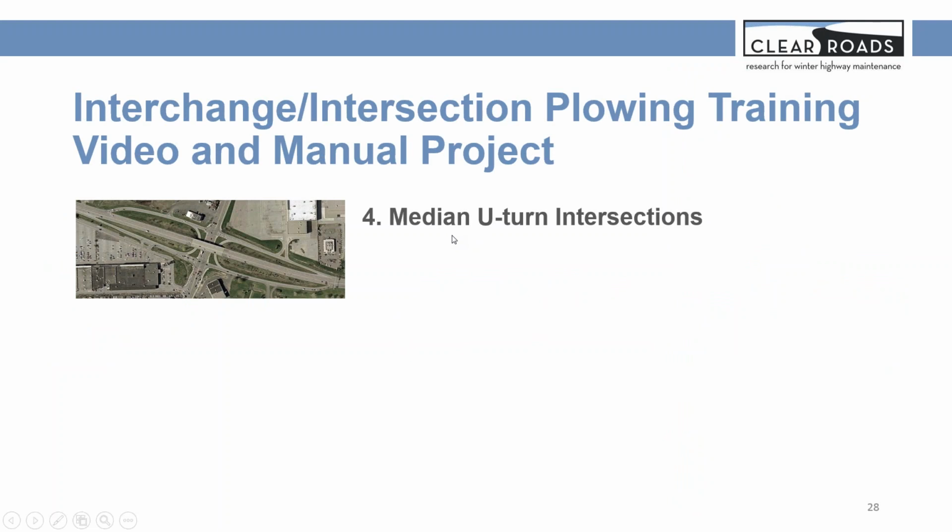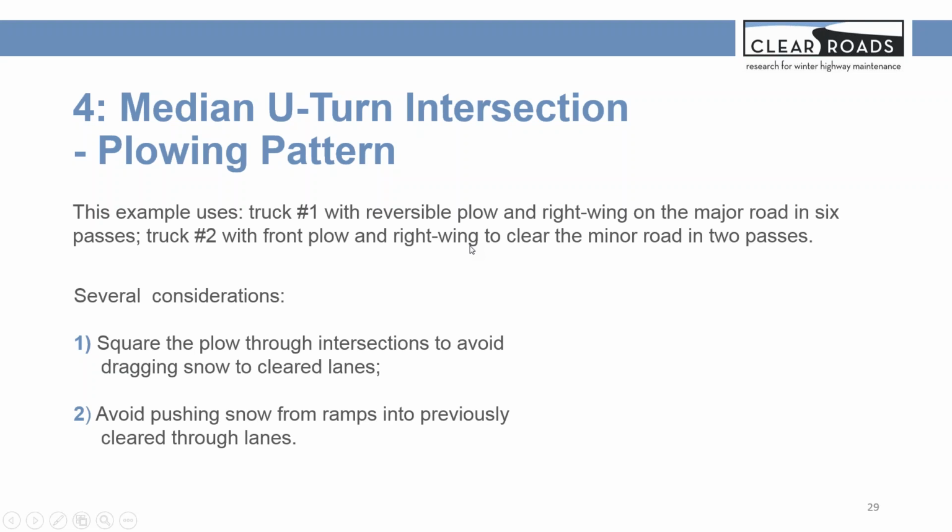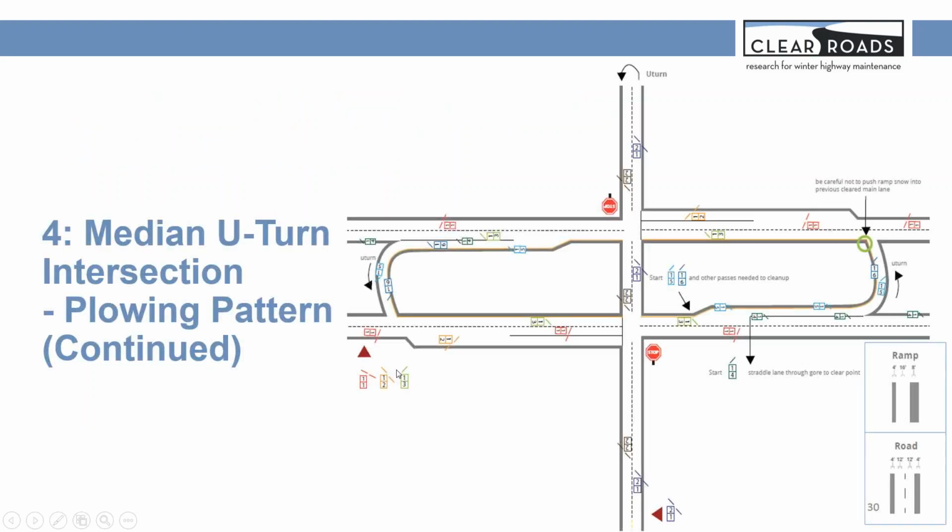Number 4 is the median U-turn intersection. For the median U-turn, we use 2 tracks for the best practice example. Both have the front plow and right wing plow, and 1 track handles the major road in 6 passes. 1 track handles the minor road in 2 passes. So always square the plow when approaching an intersection, and also avoid pushing snow from the ramp into the already cleared through lanes. So here's the diagram to show the clear pattern.